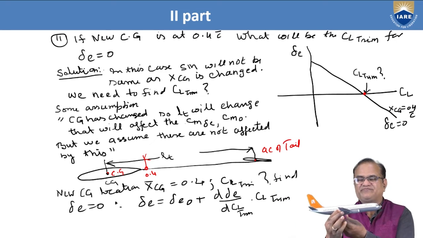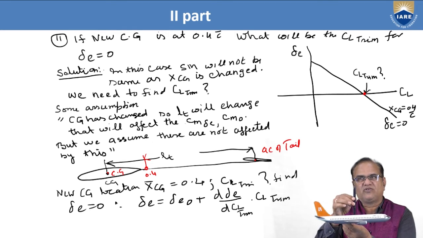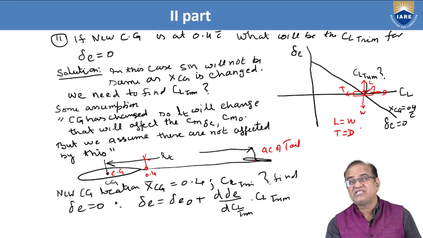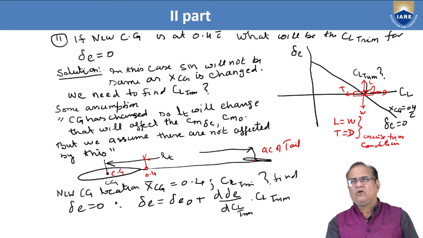Aircraft is flying like this. For the trim condition, lift is equal to weight. So if I draw here a small aircraft like this, this is the lift and this is the weight, this is the thrust and this is the drag. So in this case, L is equal to W, T is equal to drag. So this is the condition for a cruise trim condition.